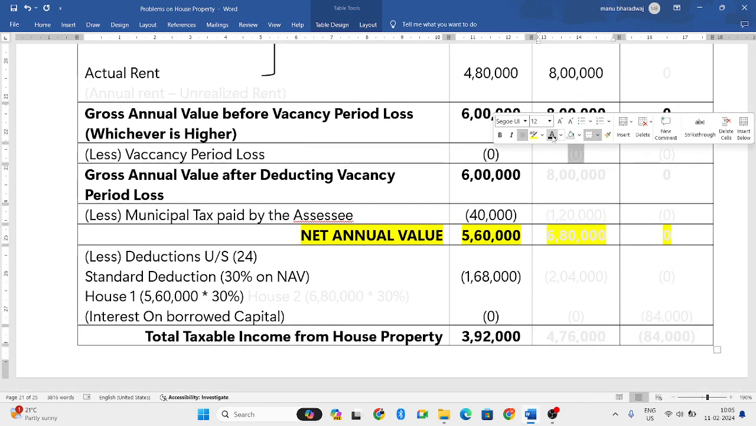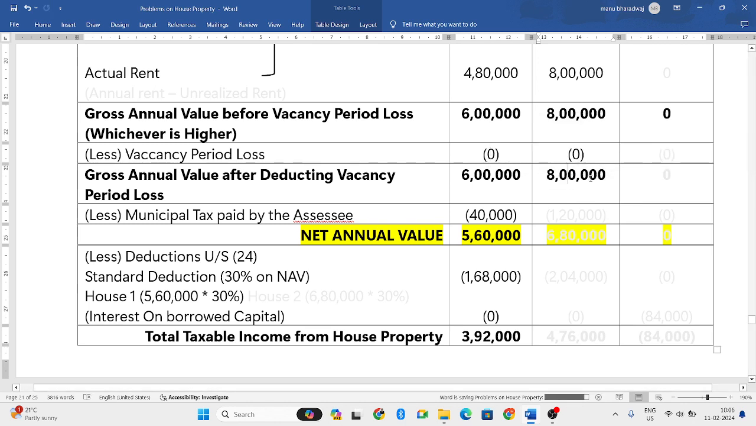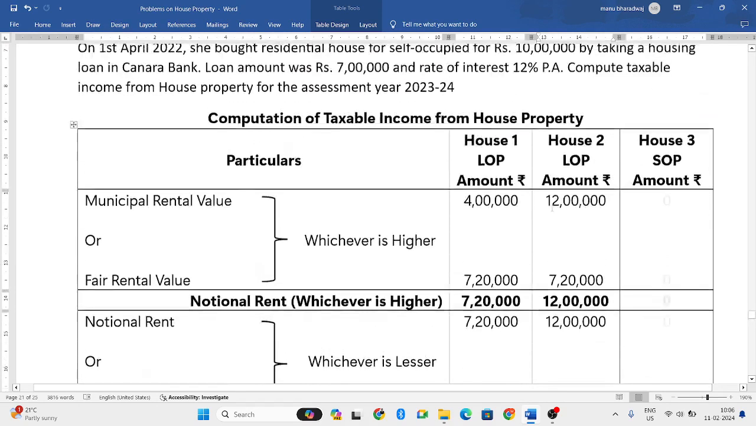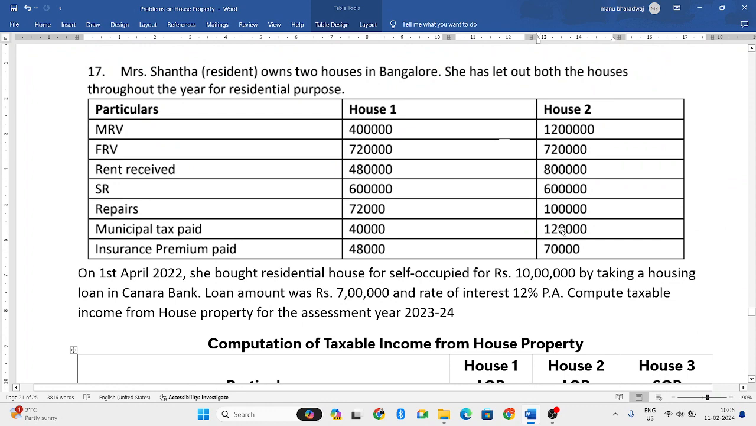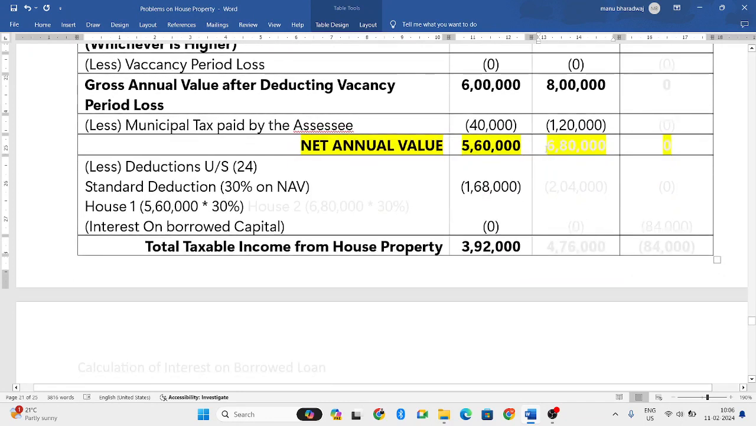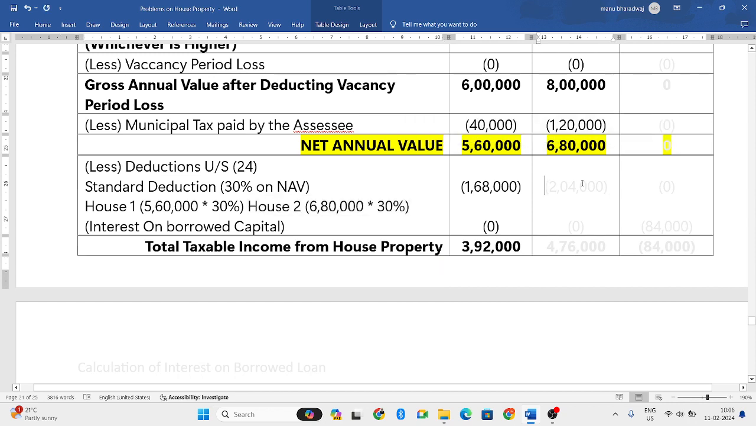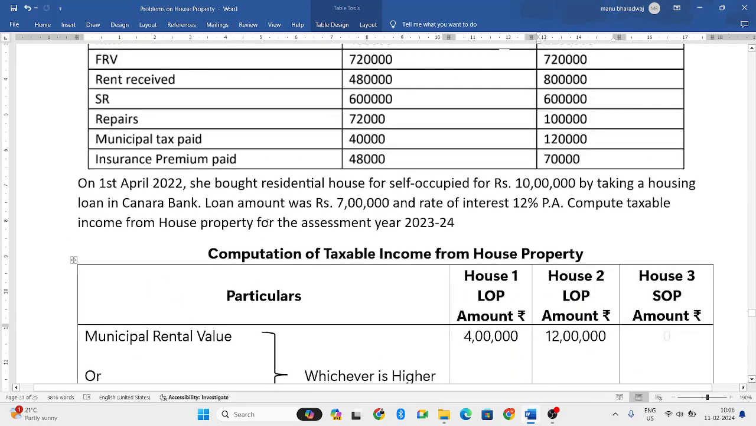From that we deduct the vacancy period loss, and you get GAV after deducting vacancy period loss. From that you subtract the municipal tax paid. The municipal tax paid for house 2 is 1,20,000. So 8 lakh minus 1,20,000 will be 6,80,000. From that I have to give a 30% standard deduction. 6,80,000 into 30% will be 2,04,000. So 2,04,000 is the standard deduction. 6,80,000 minus 2,04,000 gives you 4,76,000.